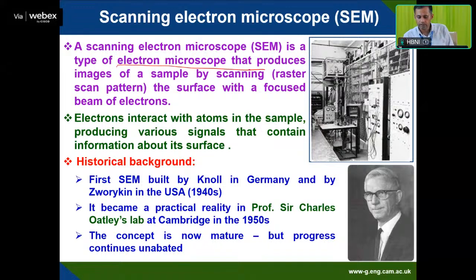If you see the history on the right side, the first SEM was built by Knoll in Germany, and then by Jones in the USA in the 1940s. You can see this is such a big scanning electron microscope at the initial stage. It became a practical reality through Professor Sir Charles Oatley's lab at Cambridge in 1950. Now it is mature, but progress is unabated, so more and more development is still going on in this microscopic technique.